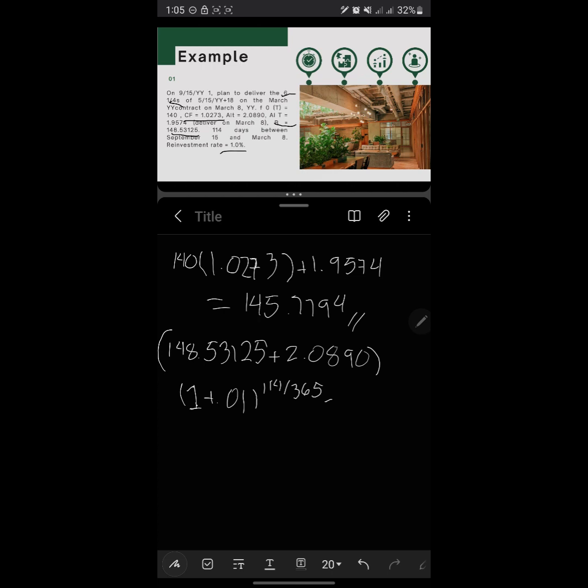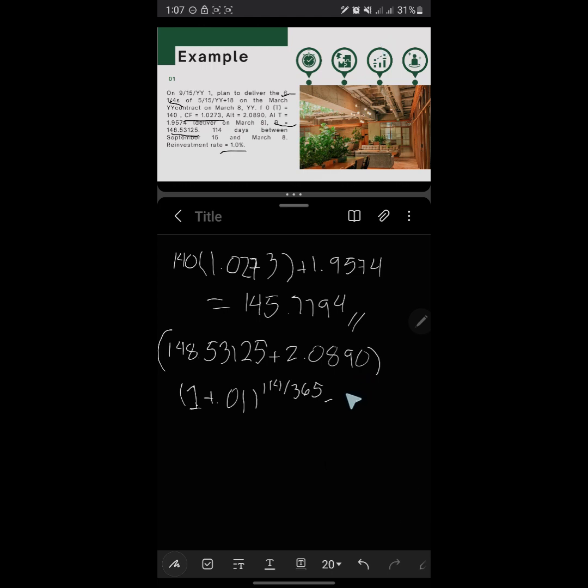So to get the coupon interest, we have to divide 1 by 4 first. 1 divided by 4 is equal to 0.25, and we have to add 6. So in total it would be 6.25. Then we have to divide it by 2. So 6.25 divided by 2 is equal to 3.125. So this is the coupon interest.